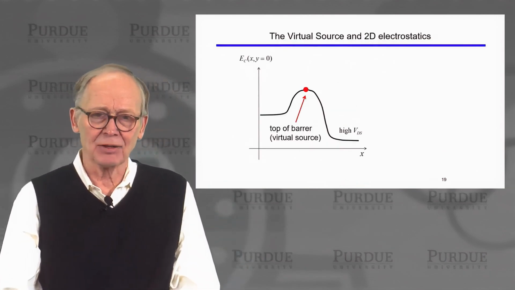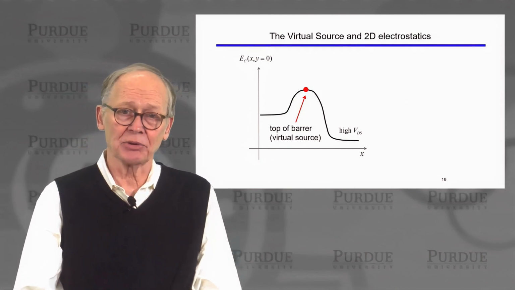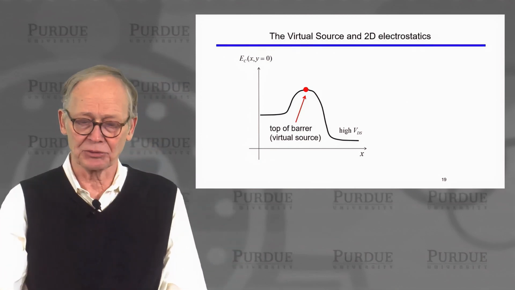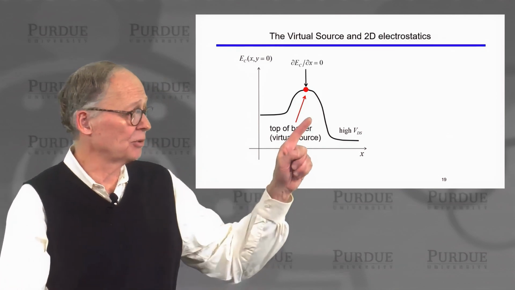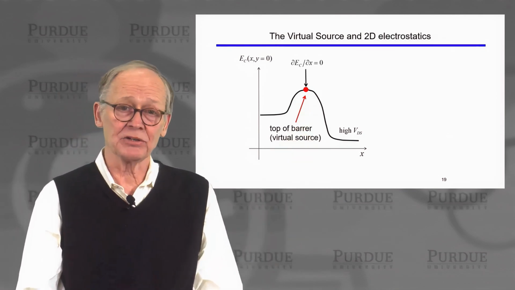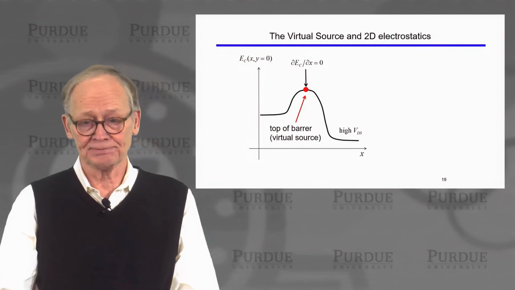So let's get back. What's important in our virtual source model is what happens at the virtual source, the top of the energy barrier. At that virtual source, the slope of the energy band along the channel is 0.